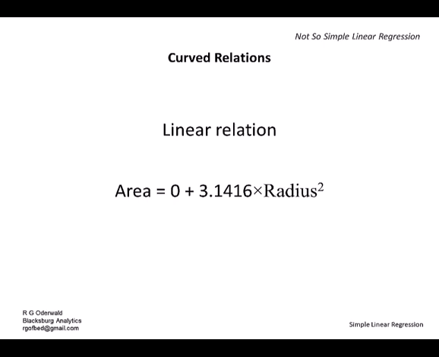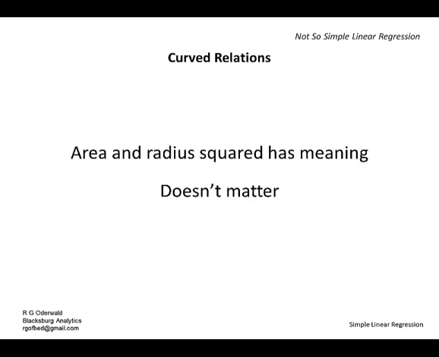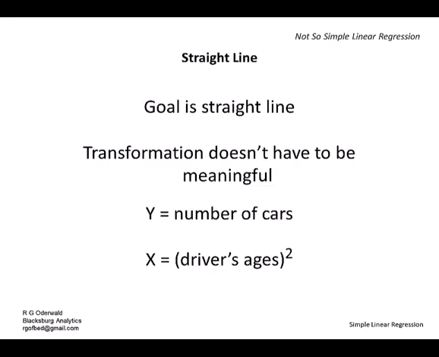This shows that regression can give us the value of pi and the formula for area from radius, but I don't think geometers would be impressed. Using squared radius to get a straight line relation is obvious. That's the way circles work. But the goal of transformation is a linear relation, whether it means anything or not. Y could be the number of cars passing a certain intersection, and x could be the square of the driver's ages. As long as it makes the relation straight, we don't care.